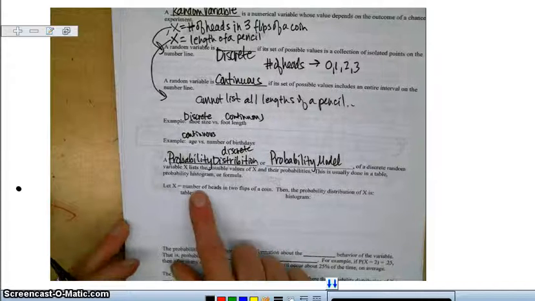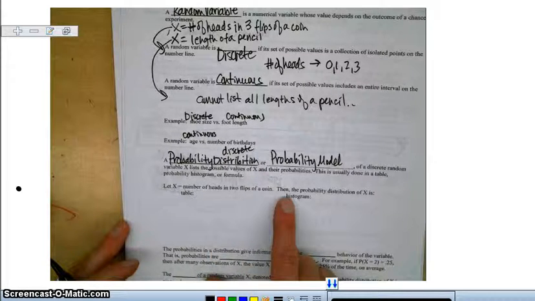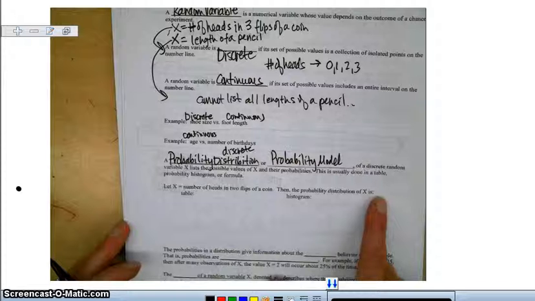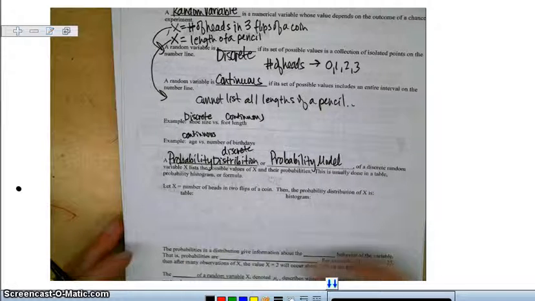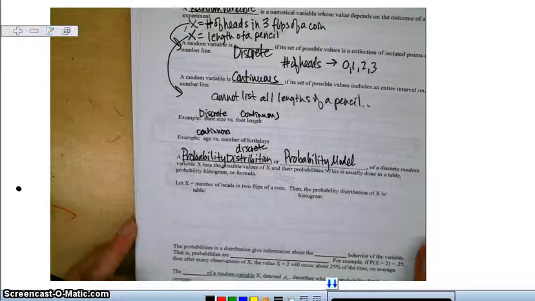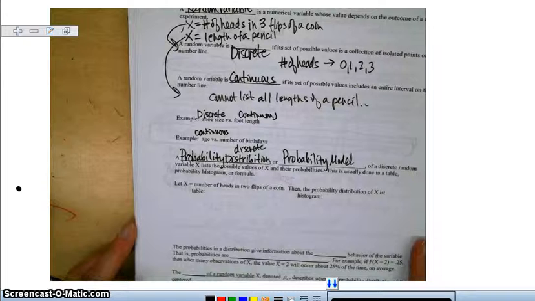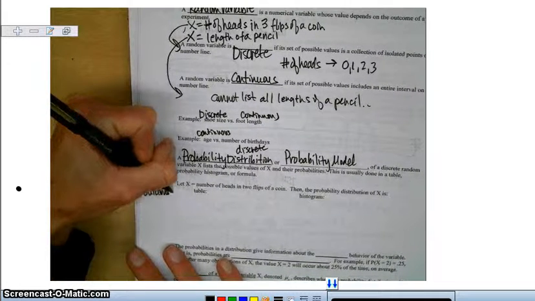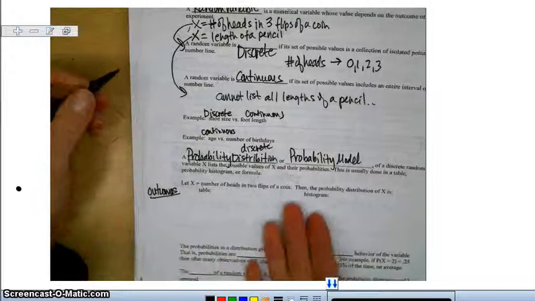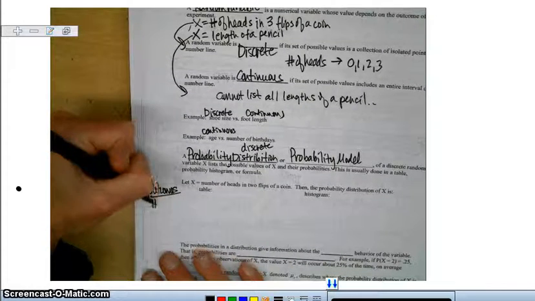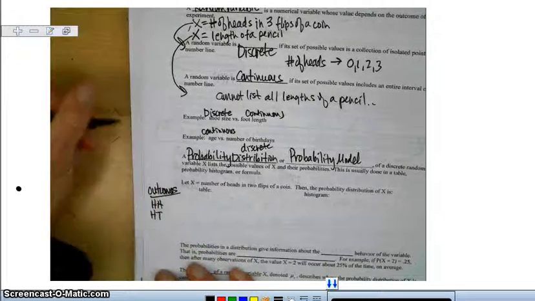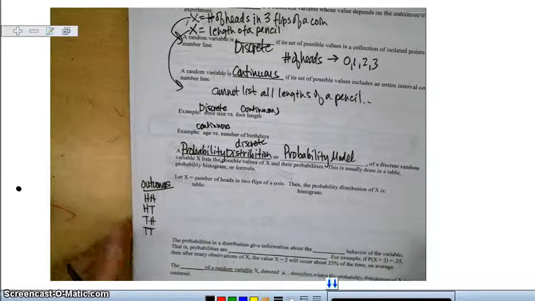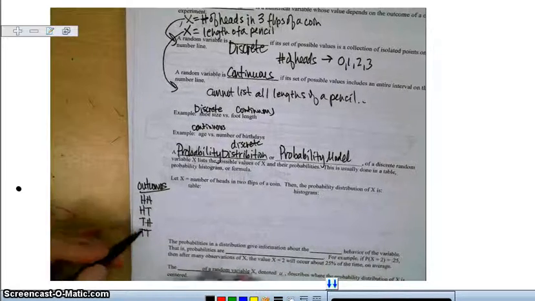So we're going to let X equal the number of heads in 2 flips of a coin. So then the probability distribution of X is, we're going to first look at a table. We're going to make a table for this. So first of all, we have to look at what are the different things that could happen. Okay, what are the outcomes? I'm going to flip the coin twice, so I could get heads, heads. I could get heads first, tails second. I could get tails then heads, and I could get 2 tails. So there are 4 outcomes, okay?